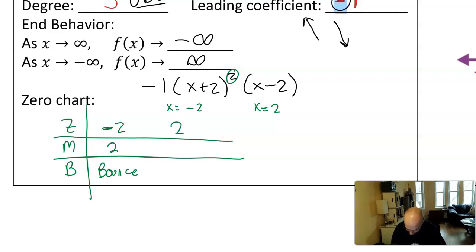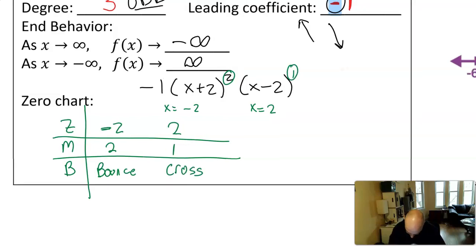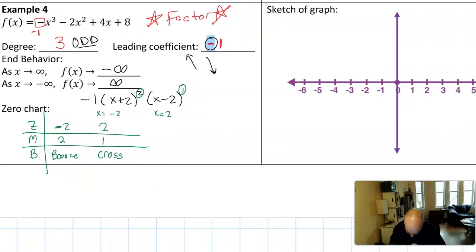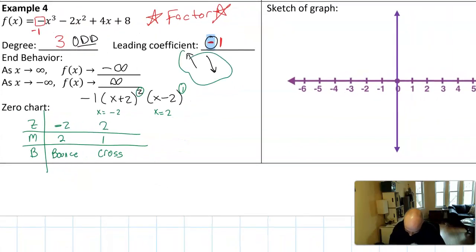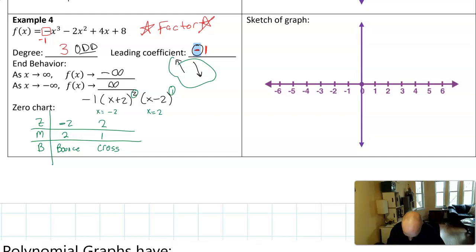At positive 2, there's a multiplicity of 1, because it's just an exponent of 1, and that's going to cross. All right, so we have a zero chart, we have our end behavior. Let's make the graph. -2, 2.